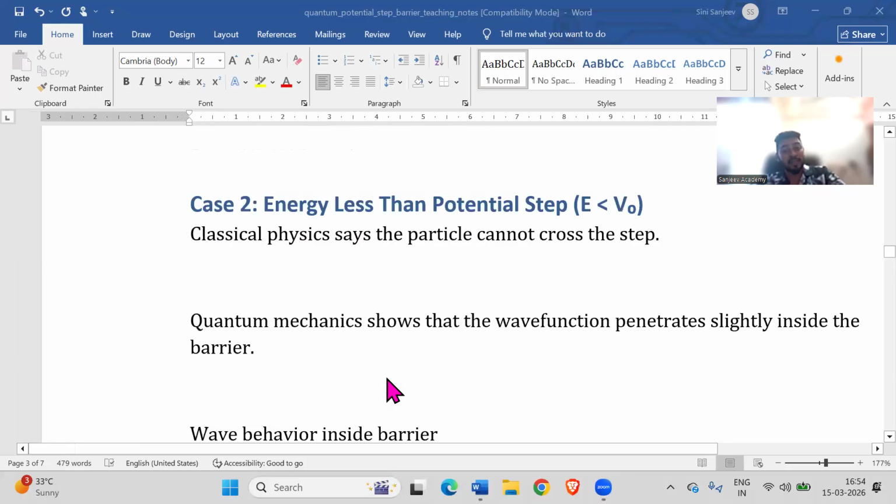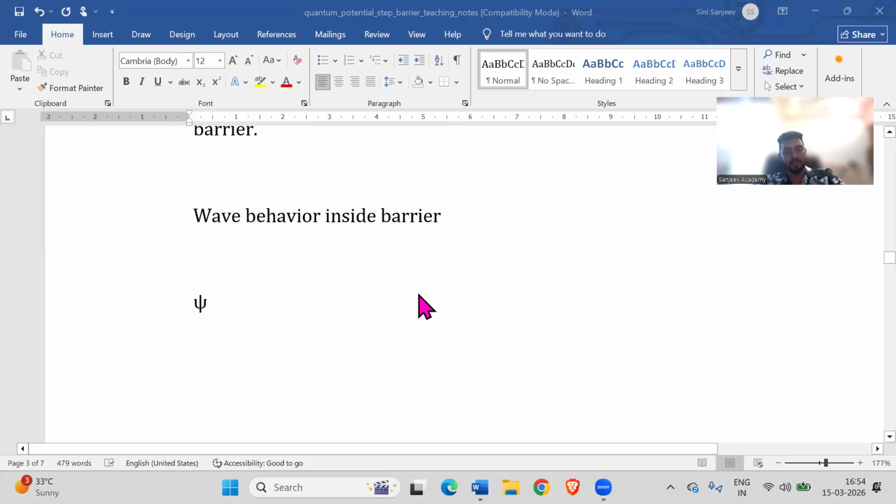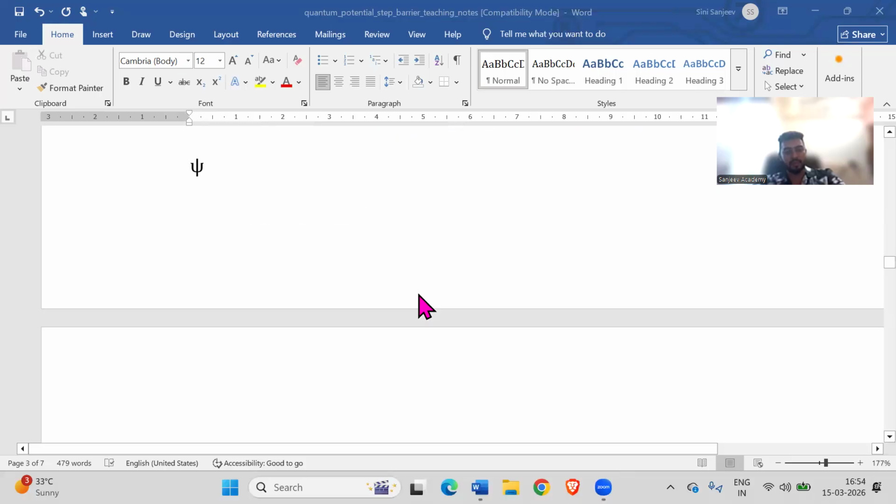Second thing, energy less than the potential step. Energy less than a speed breaker. Suppose I'm going very, very slow with the bike, and there's a speed breaker coming, and I release the clutch and accelerator, everything. Classical physics says that my bike cannot go over the speed breaker. But what does quantum physics say? There is a chance that it can slightly cross the speed breaker. Okay, that is one thing.